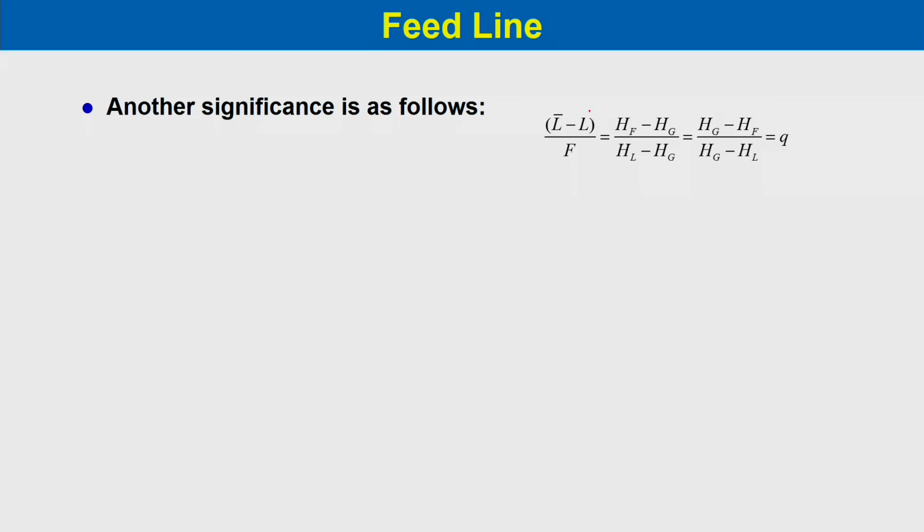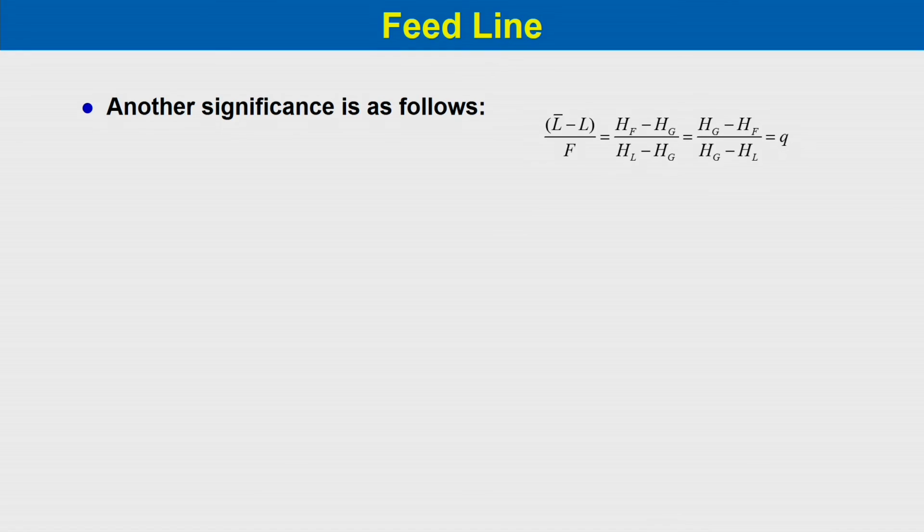In previous slides we have said that Q is defined as the fraction of the liquid in the feed, that is the left hand side, L bar minus L by F. So, L bar minus L is the liquid which is available in the feed. So, it is the fraction of the liquid in the feed, that is Q.